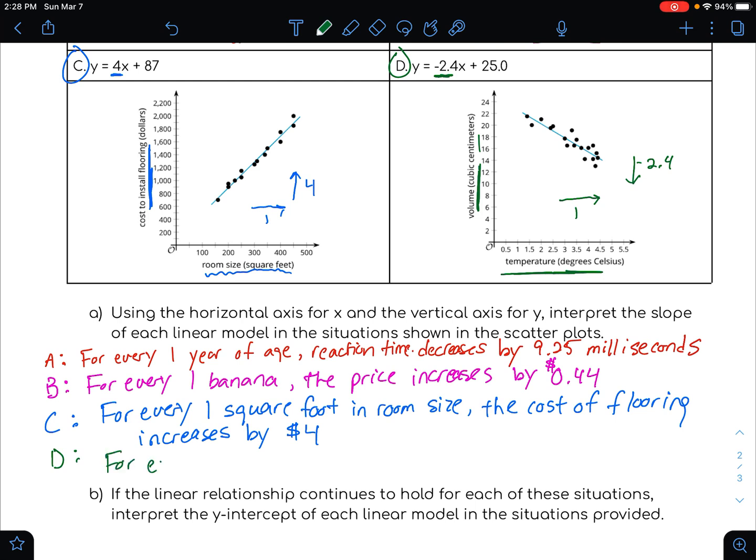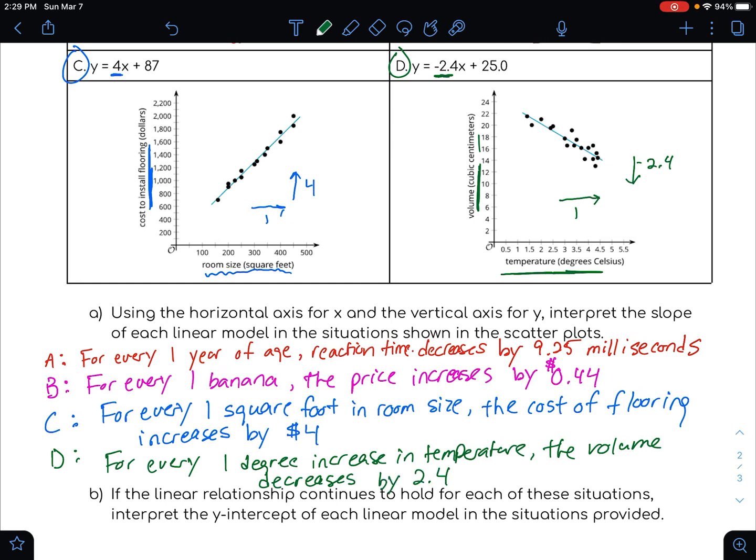So for every 1 degree increase in temperature, the volume decreases by 2.4, in this case, cubic centimeters is the unit.